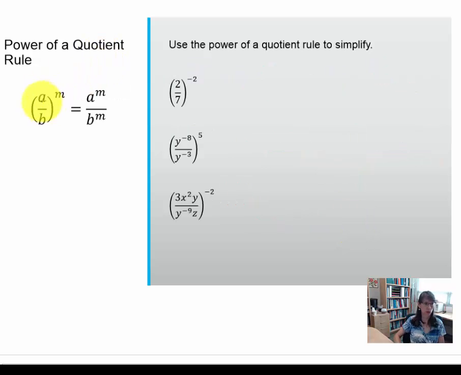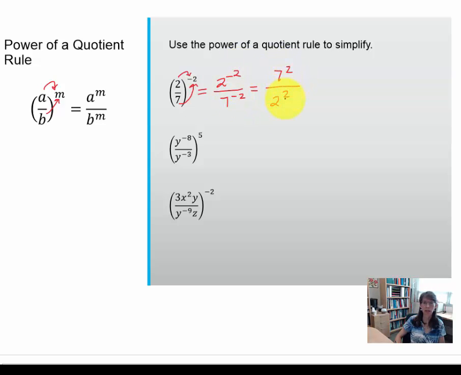With the power of a quotient rule, we're starting with a fraction raised to a power. Notice the parentheses. That means the numerator is raised to the power as well as the denominator. So we have parentheses with 2/7 raised to the power of minus 2. So that means 2 is raised to the power of negative 2, and 7 is raised to the power of negative 2. Since these powers are negative, 2 to the minus 2 is shifting to the denominator. 7 to the minus 2 is shifting up to the numerator.